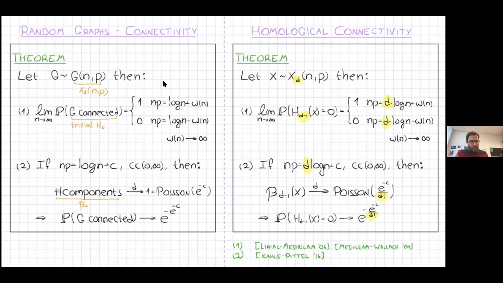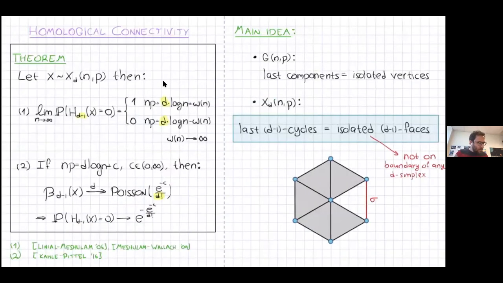Okay, so we have this generalized theorem, and now I want to tell you again the outline of the proof and how it's similar to the proof that we saw before for the random graph. I remind you, when we talked about the G(n,p) a few minutes ago, the proof showed that the very last component we have before the graph is connected are isolated vertices. We have nothing else.